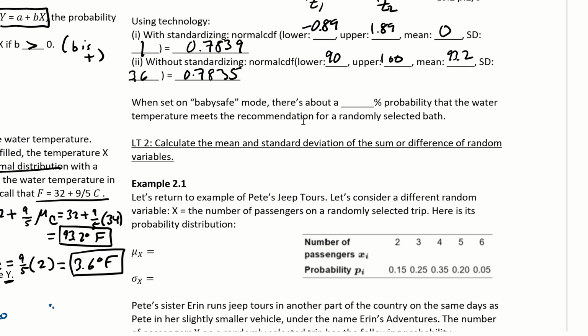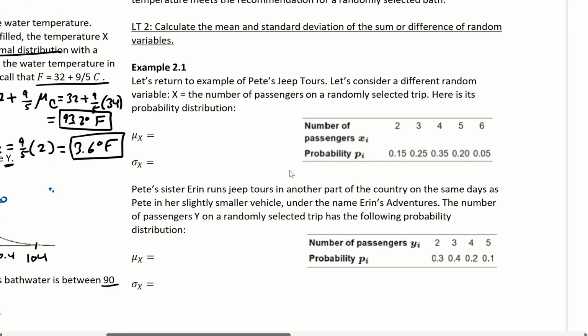All right, so either way, you get about 78% probability. So when we set it on baby safe mode, there's a 78% probability that the water temperature meets the recommendation for a randomly selected bath. All right, that's going to be it for learning target 1.